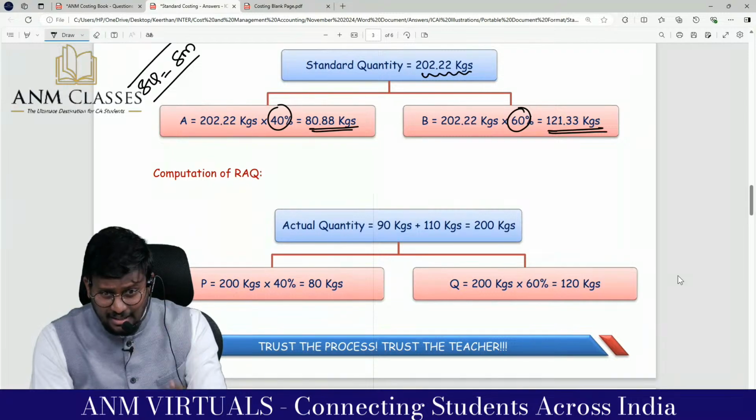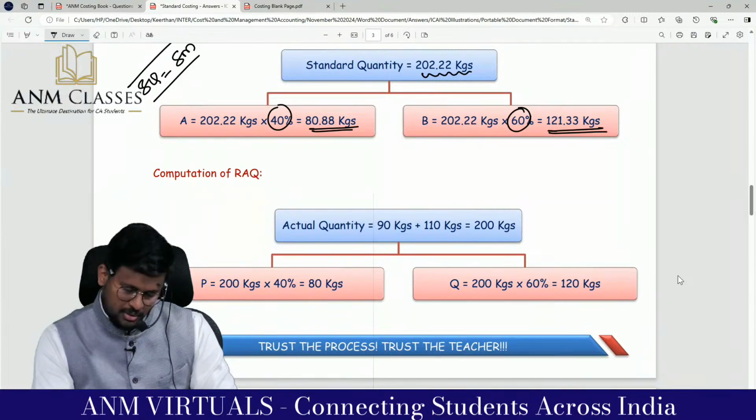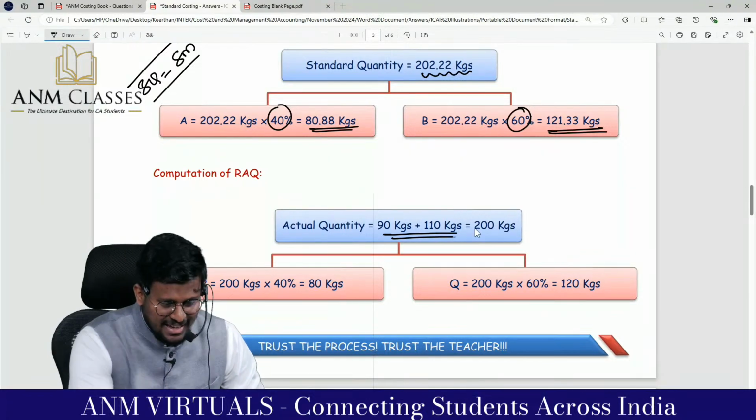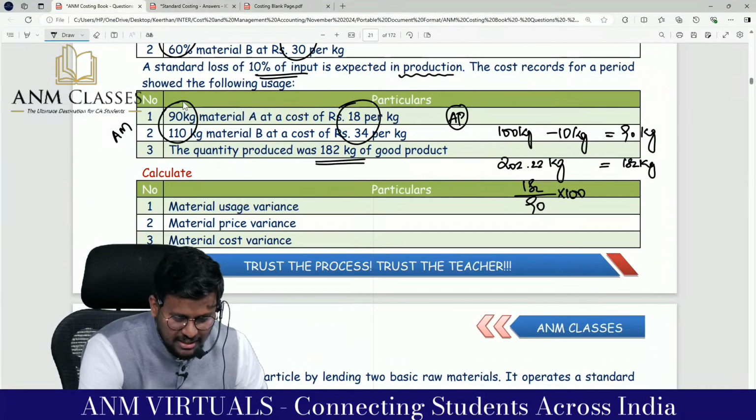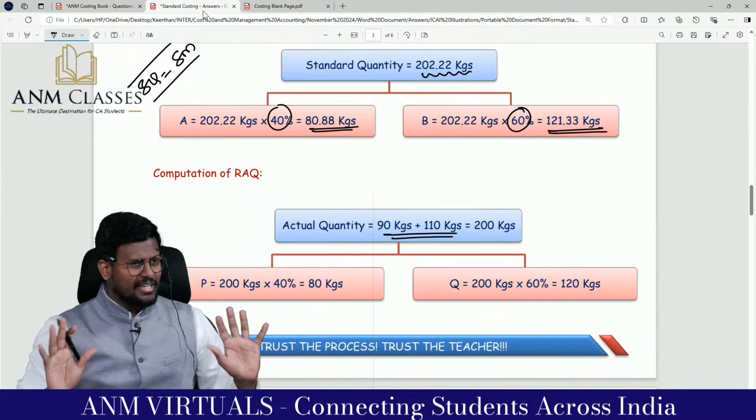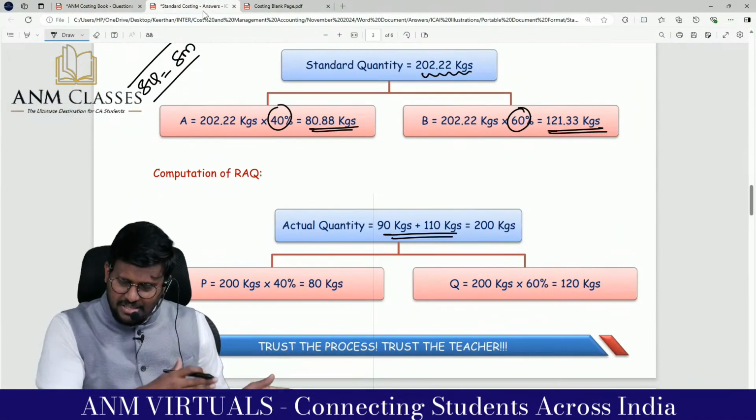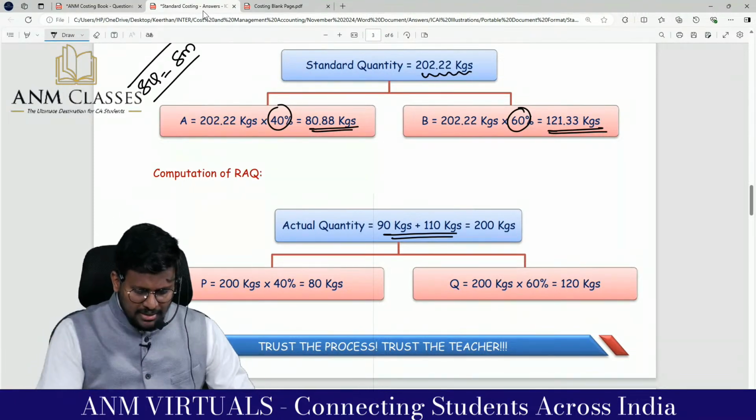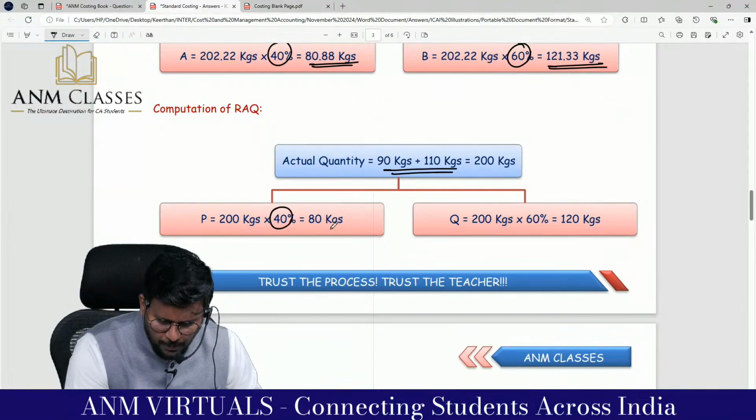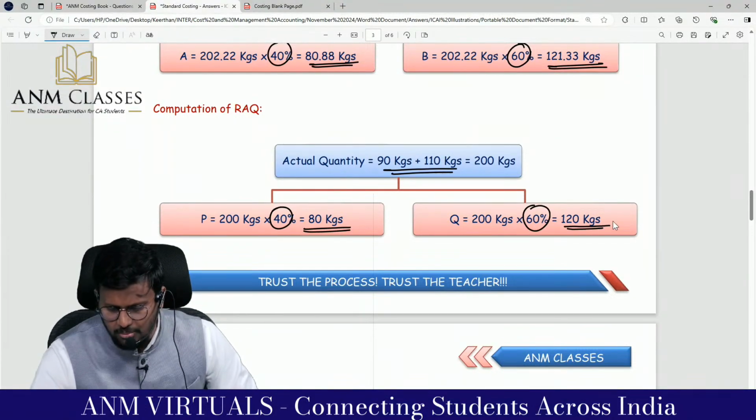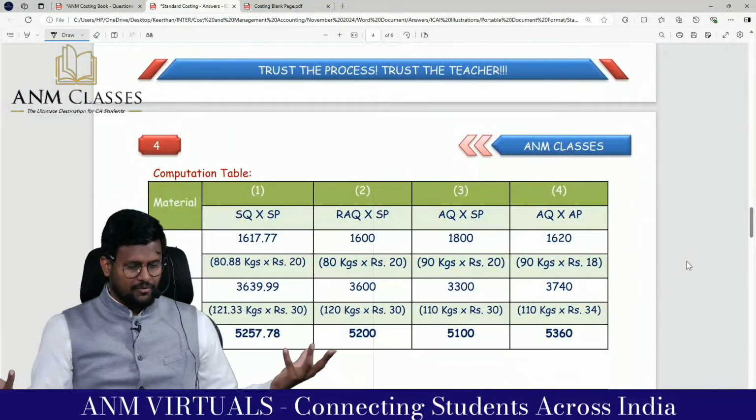The second column is revised actual quantity into standard price. So take what quantity? The actual quantity is given in the question as 90 kg and 110 kg. The total comes to 200 kg, which is in the actual mix. I want it in the standard mix. That means 200 into 40% comes to what, and 200 into 60% comes to what? The second column also we have done.